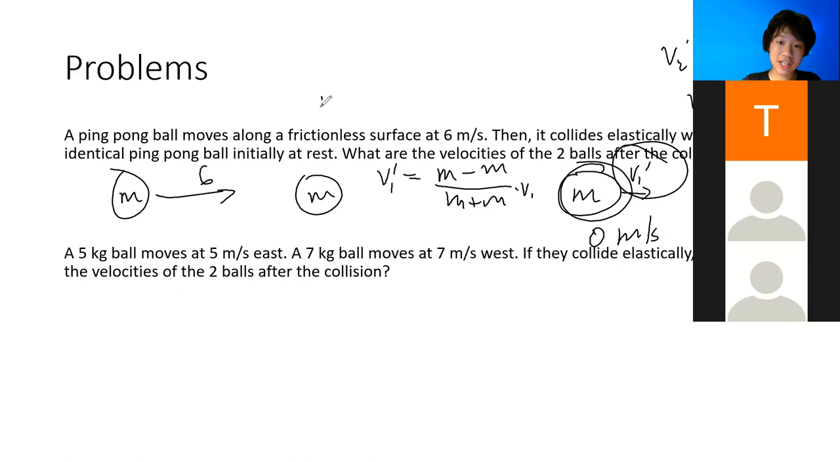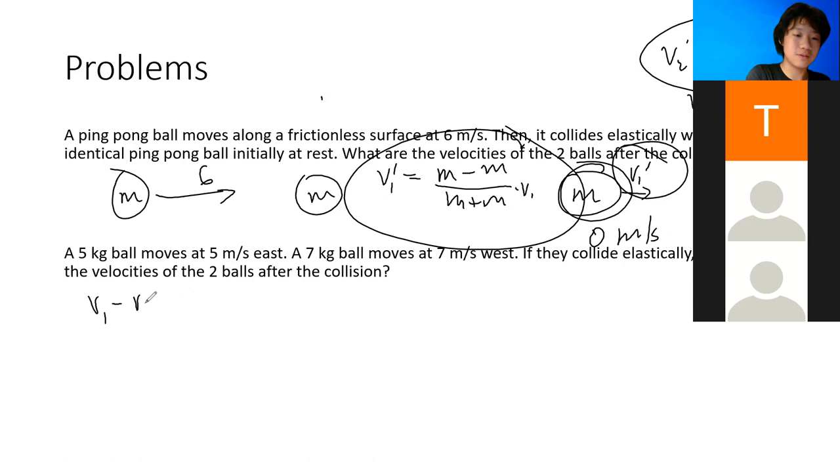So for this problem, we can't use the two handy formulas we had for the first problem because they're both moving initially. So the equation we use is v1 minus v2 equals v2 prime minus v1 prime. For any kind of 1D elastic collision, this equation is valid.